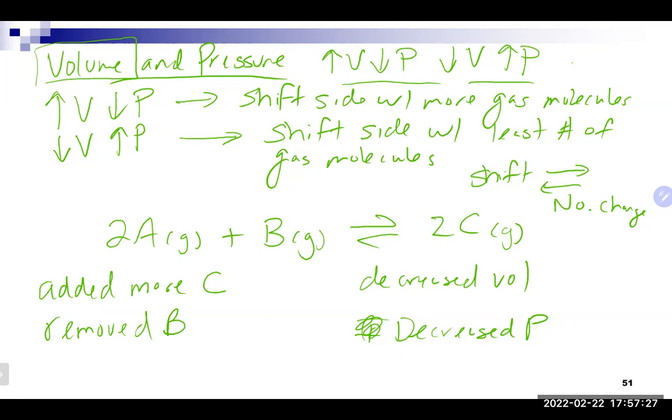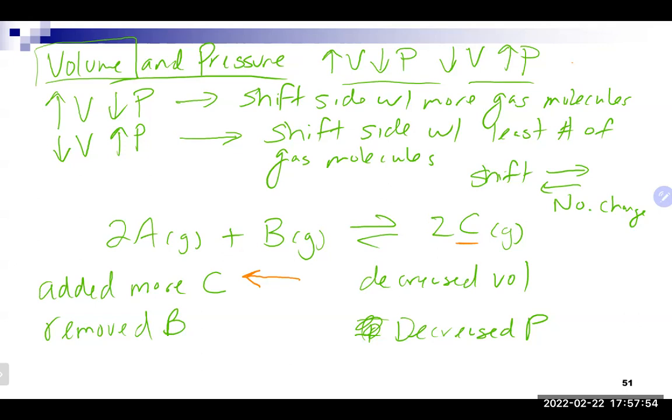All right, let's take a look. So here, if we add more C, what should happen? It should shift to the left. So C, if we look at the equation, is over here. When we add, it shifts away from the side we added to, so it should shift to the left in that particular case. What happens if we decrease the volume?